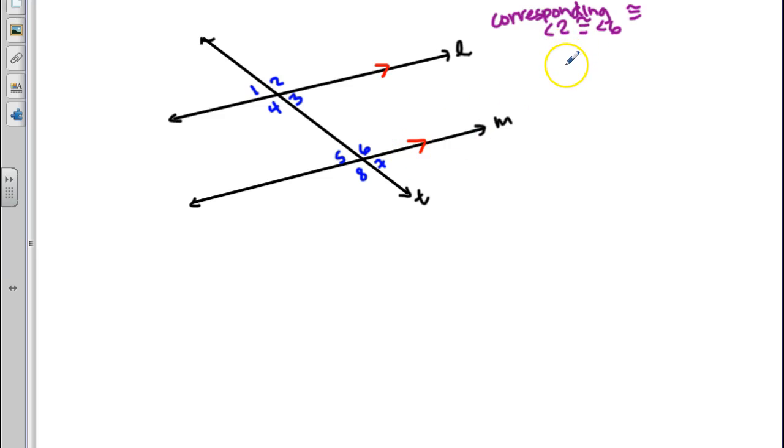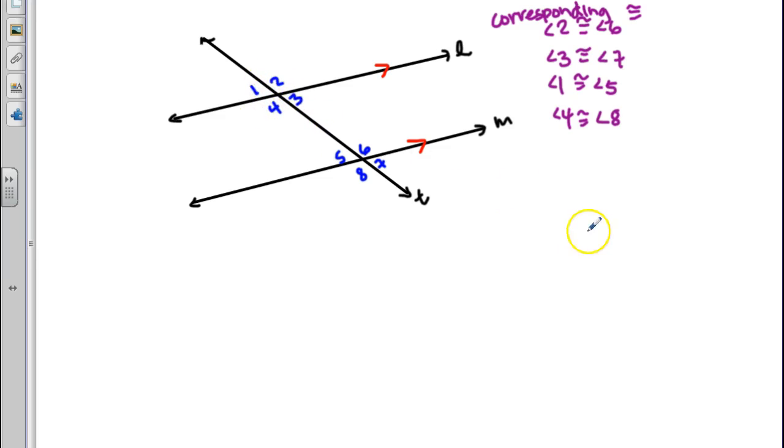Go ahead and pick out the other pairs for me. So unpause the video, I guess you probably did here, or else you can't hear me talking. So angle 3 and 7, you should also have angles 1 and 5, and you should also have angles 4 and 8. Those are corresponding angles. There's some other angles that you know that are congruent to each other.